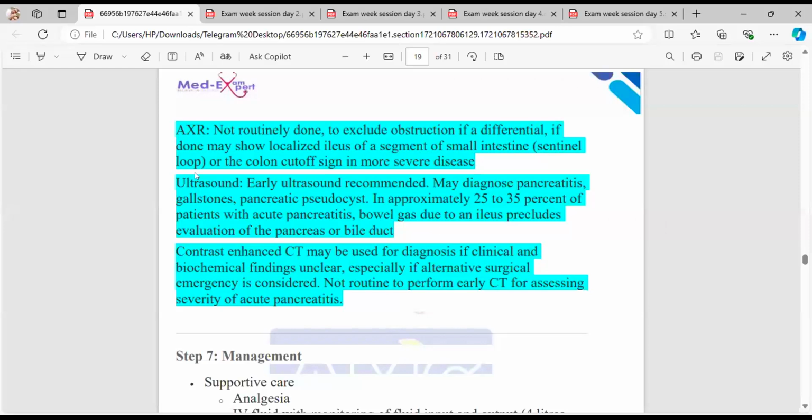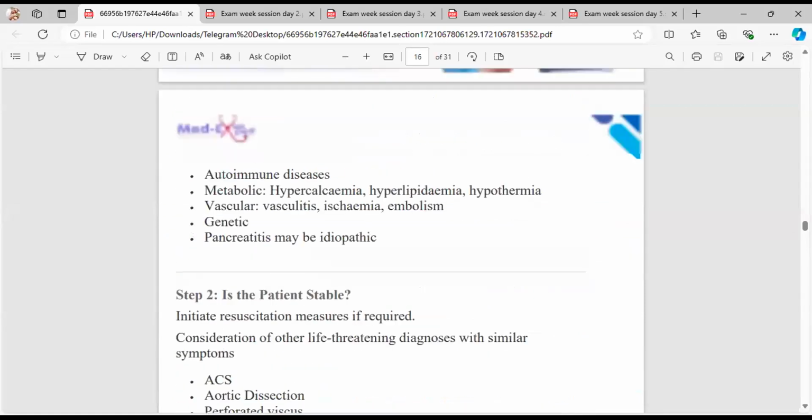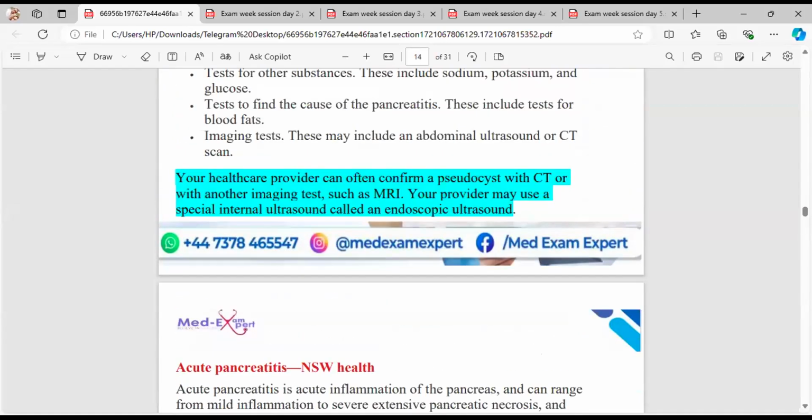And also, ultrasound is recommended early, but yes, we will do the CT, as in this explanation it is clearly mentioned. It is clearly mentioned that pseudocyst is a complication of pancreatitis. To confirm a pseudocyst, what will we do? We do the CT or any other imaging test, such as MRI. So what we will do, CT.